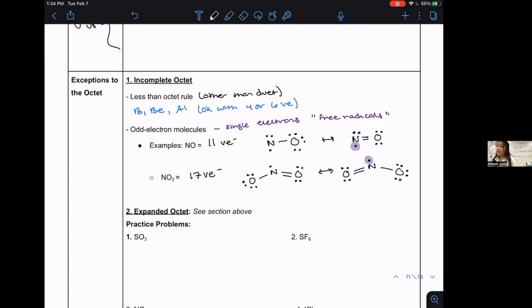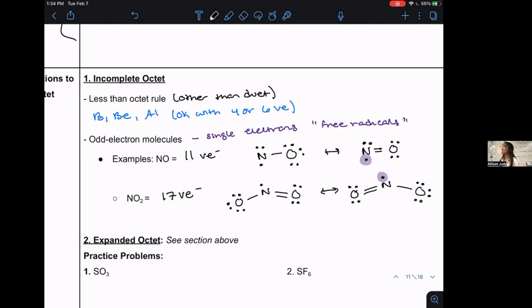Then we have the odd-electron molecules. This is where we often get a single electron, what we call free radicals, the things that give you cancer, the things that age you, the things that the sun does to you inside of you, which is why you should all wear sunscreen. The only reason a lot of you aren't dying of cancer right now is that your body can fight off the free radicals. What are antioxidants? They're free radical opposers, okay?